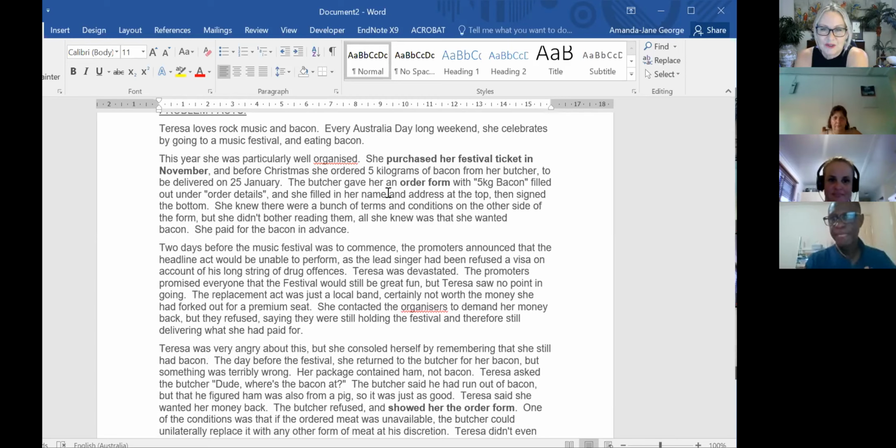She wants to go to this festival, and she wants to eat bacon at the festival because that's what you do at festivals. That's what all the cool kids do in the mosh pit. So she bought her festival ticket in November. Someone's saying something on the chat box. And she ordered 5 kilos of bacon from her butcher. He gave her an order form.